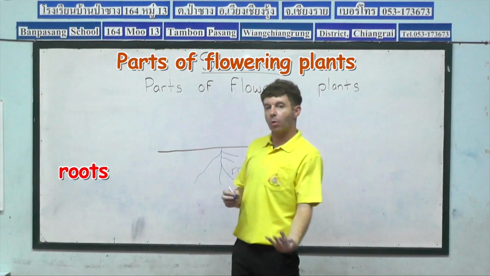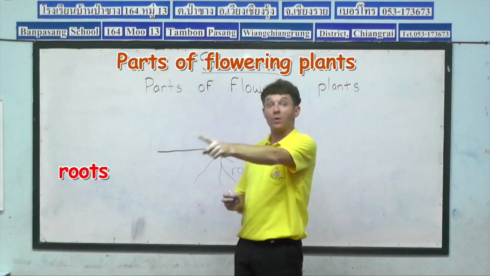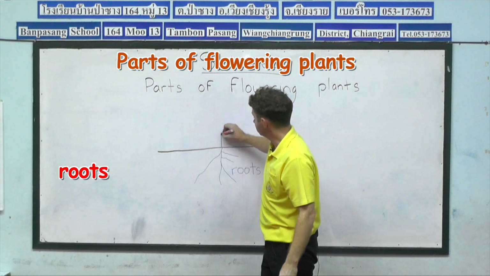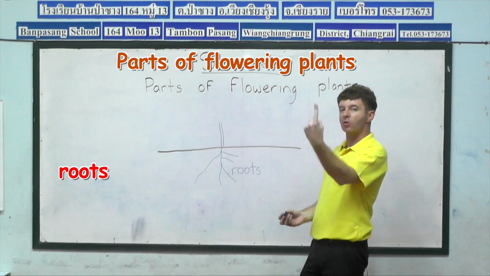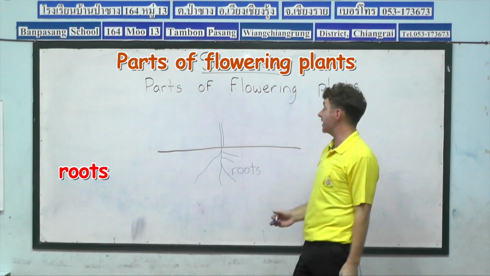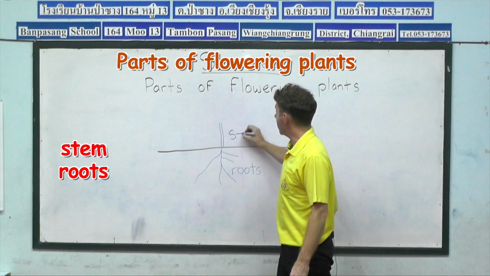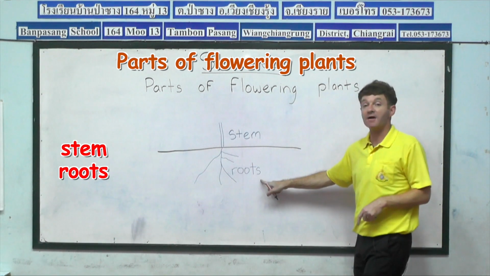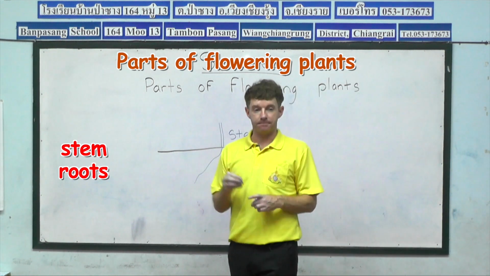But then, once the roots hit the soil and they come up into the earth, we have the stem. And the stem will look like this. The stem is the long shoot that will bring the plant out of the soil into the air. And how do we spell stem, guys? S-T-E-M. So far we have roots. And then we have stem.